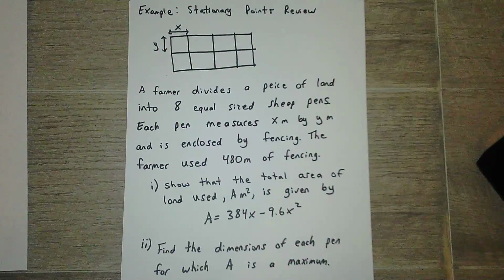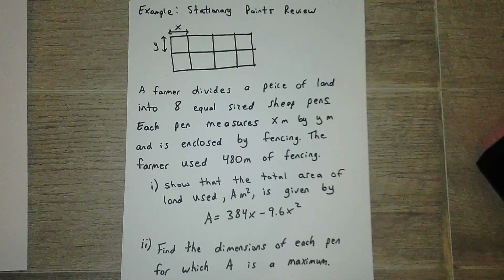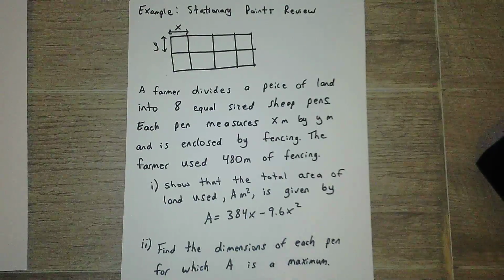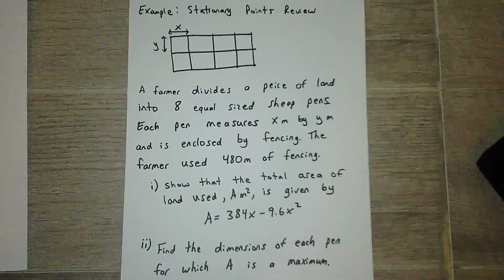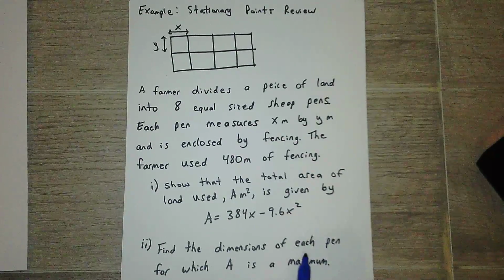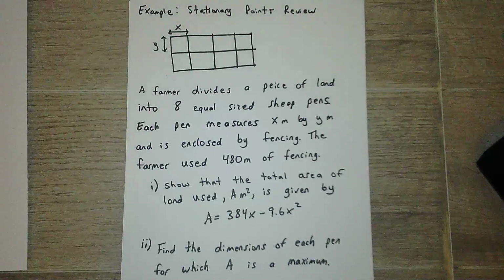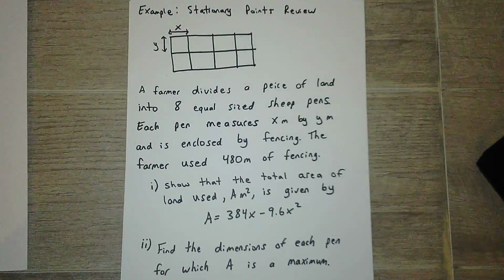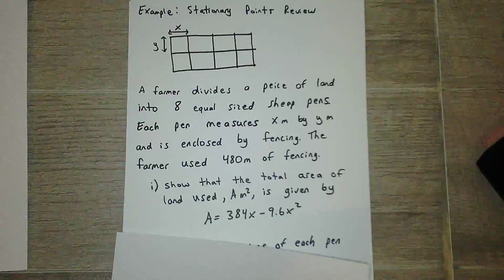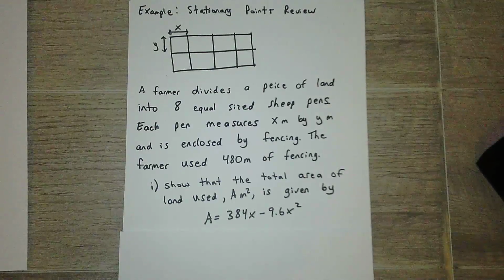Okay, so show that the total area of the land is given by this equation, and then find the dimensions of each pen. So that means find the values of X and Y for which A has a maximum. Okay, so let's get started with part I. Show that the total area is given by that.